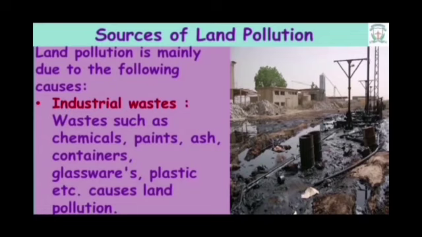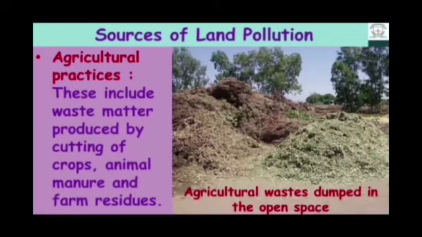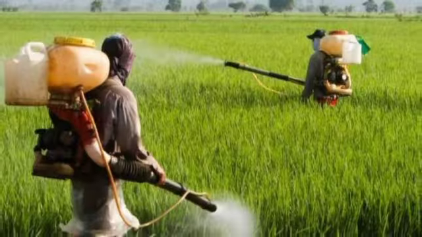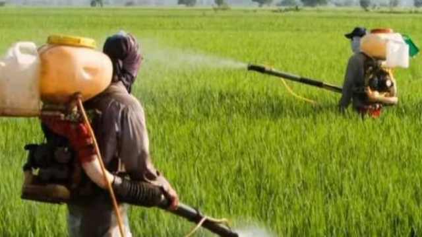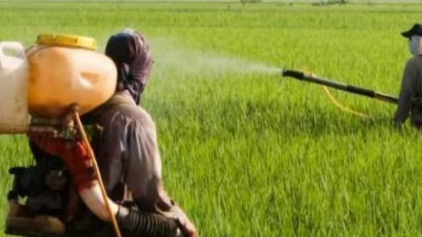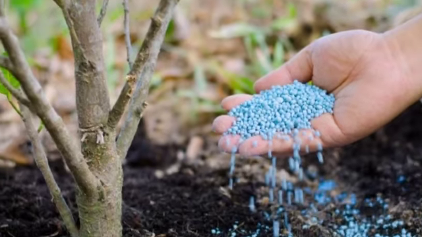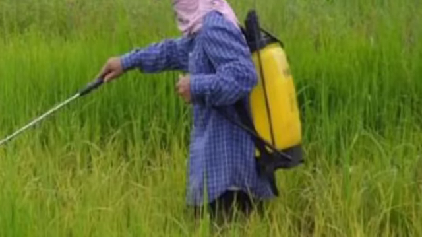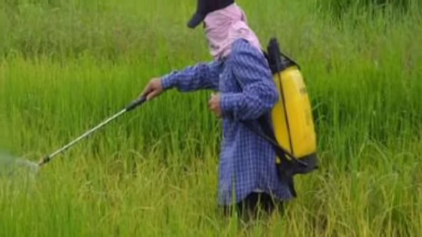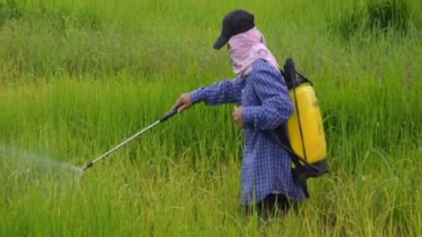Second, agricultural practices. These include waste matter produced by cutting of crops, animal manure, and farm residues. They also include the chemicals from all pesticides, fertilizers, and insecticides used for agricultural activities.